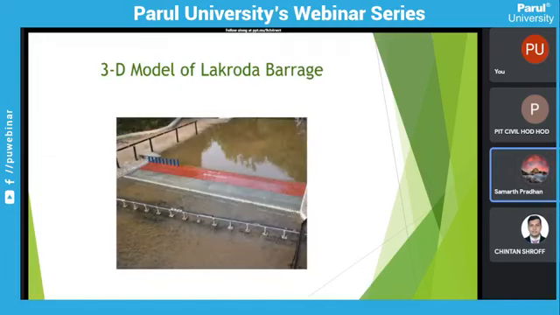This is Lakroda Barrage on river Sabarmati. Before 2 years we have studied this. You can see the model. That red portion is your energy dissipating arrangement. This is Lakroda Barrage, constructed here without gates. There is just one bridge just downstream of the structure. So it is a very problematic situation.